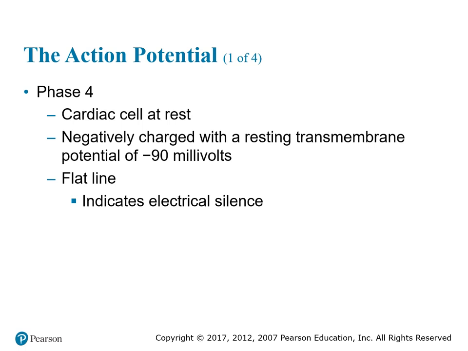Next, we'll talk about the action potential. The action potential happens in four different phases. The first phase, which is called phase four, is when the cardiac cell is at rest. That is when the negatively charged ions are resting in the transmembrane portion, meaning it's the flat line that you see just before it peaks into a P wave.